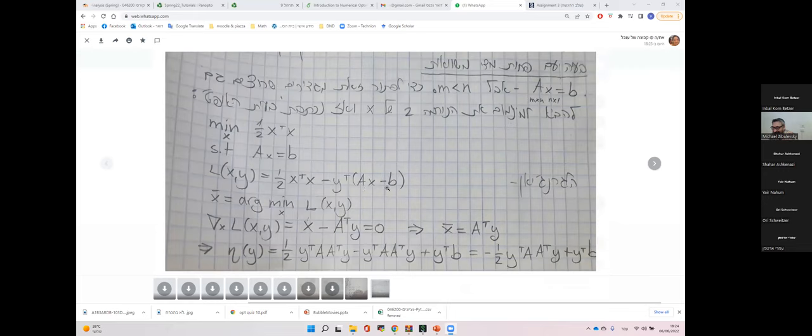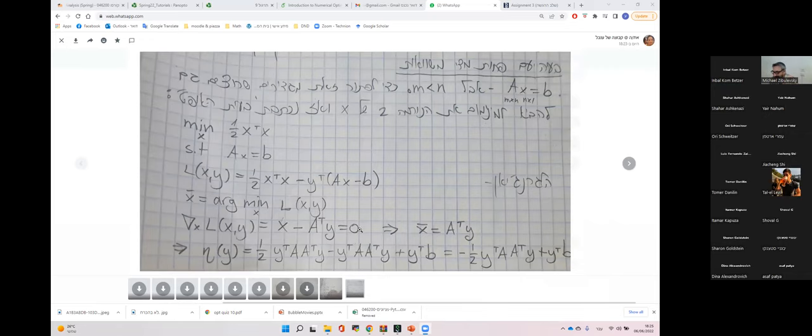So this is the Lagrangian. And we already saw in our course the gradient for the quadratic form and the linear form. So the gradient for the sum of them is just the sum of the gradients of each one of them. So this is what we can see here. Taking this to the other side of the equation, we get x equals to A transpose y. X bar. Yes.